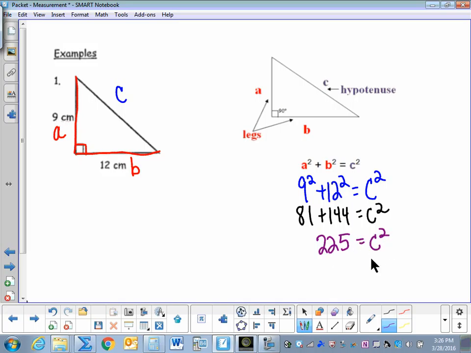But I don't care what c squared is. To find the length here, I need c. So I need to take the square root to undo this side. So I'm going to take the square root of this side, and I'm going to take the square root of this side. And the square root of 225 is 15. And that equals the square root of c squared, which is c. So the hypotenuse is 15. My missing side is 15.